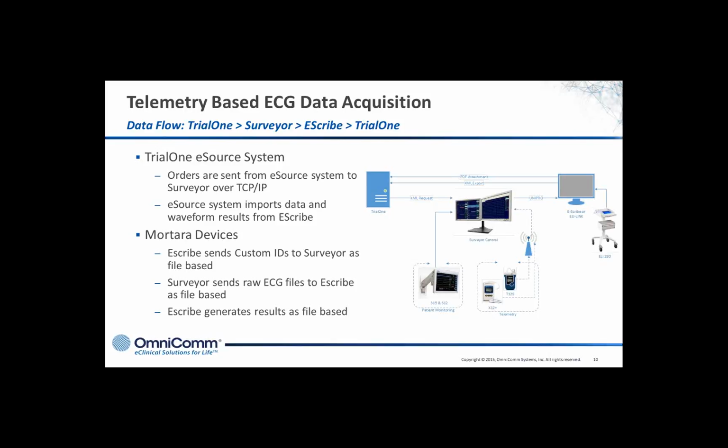So Surveyor is going to capture those traces. It's then going to wirelessly transmit that same ECG data, the XML file, which contains all of the parameters, annotations, and everything, as well as the PDF waveform into eScribe. eScribe is then available for the physicians or cardiologists to go in. They can review the traces, and data is sent back to trial 1 from that system.